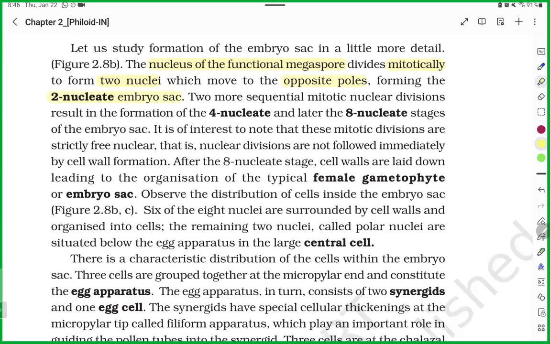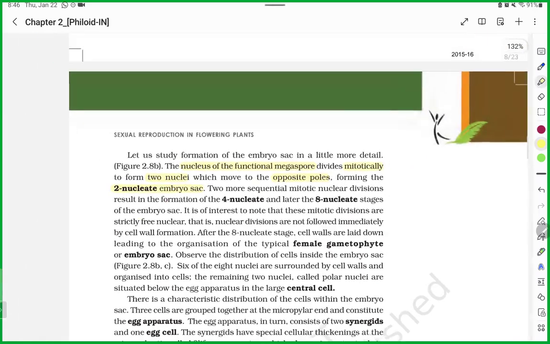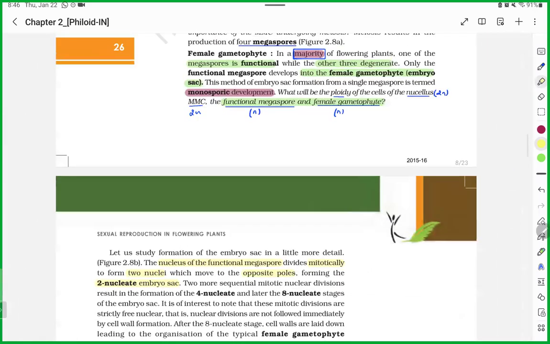Sir, can you go back to the last page for one second? Yes, one second. Yes, sir, you can change it. Thank you.